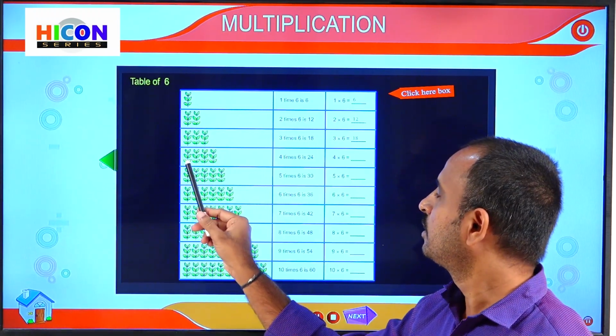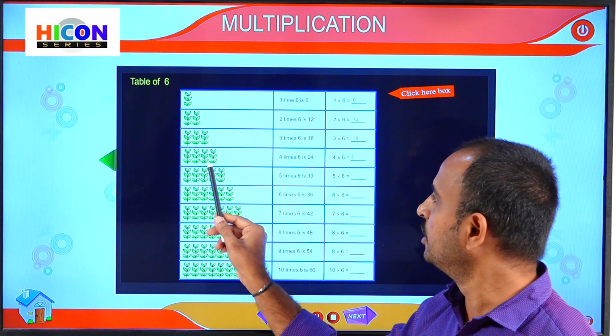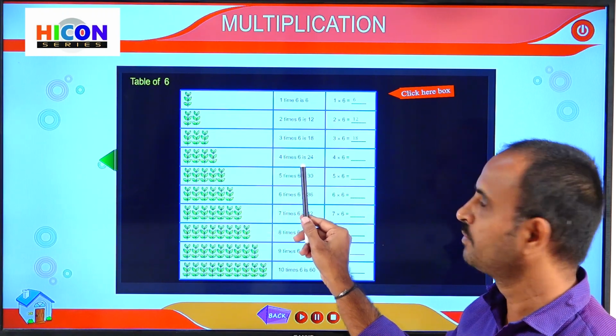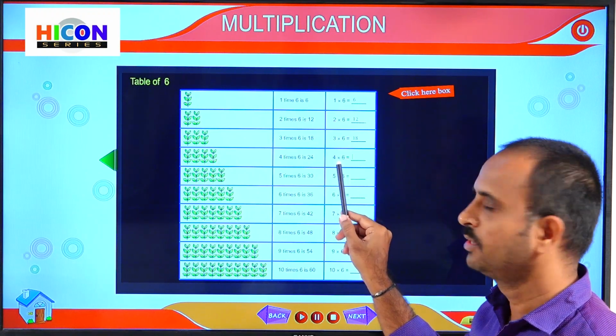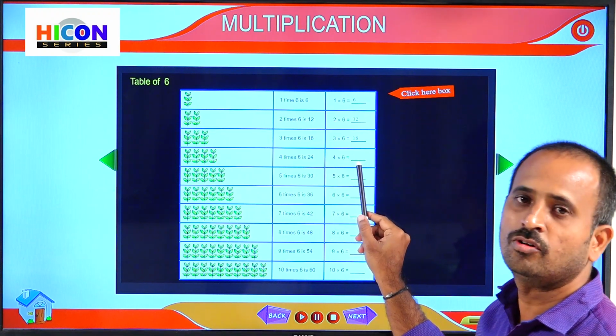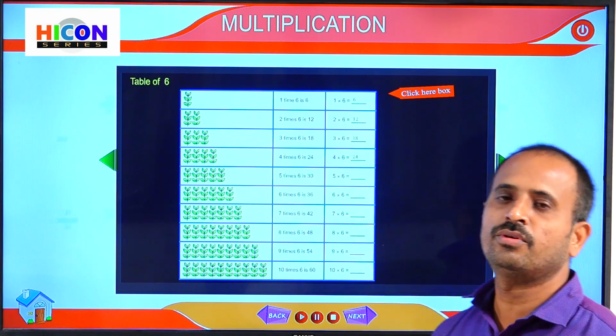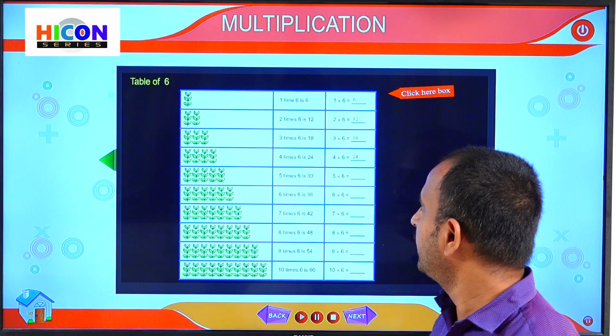See the next one. There are 4 groups. And each group has 6 leaves. That means 4 times 6. And 4 into 6. 4 6 jar, children. How much does it become? 24. 4 6 jar, 24.